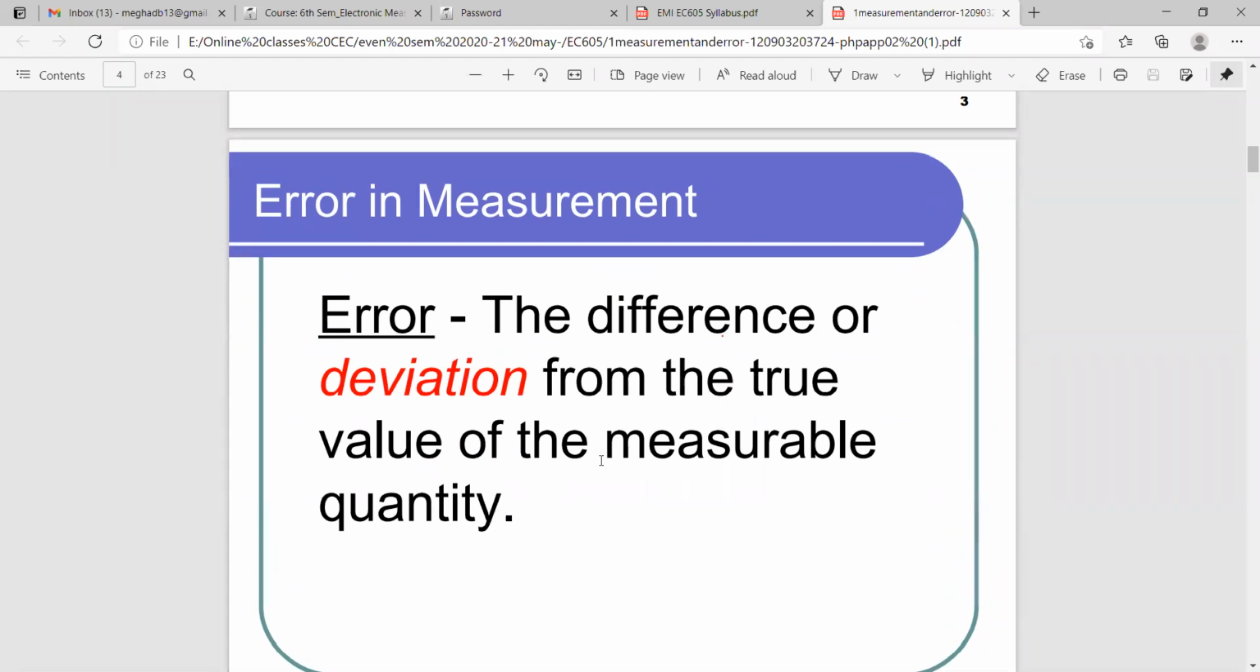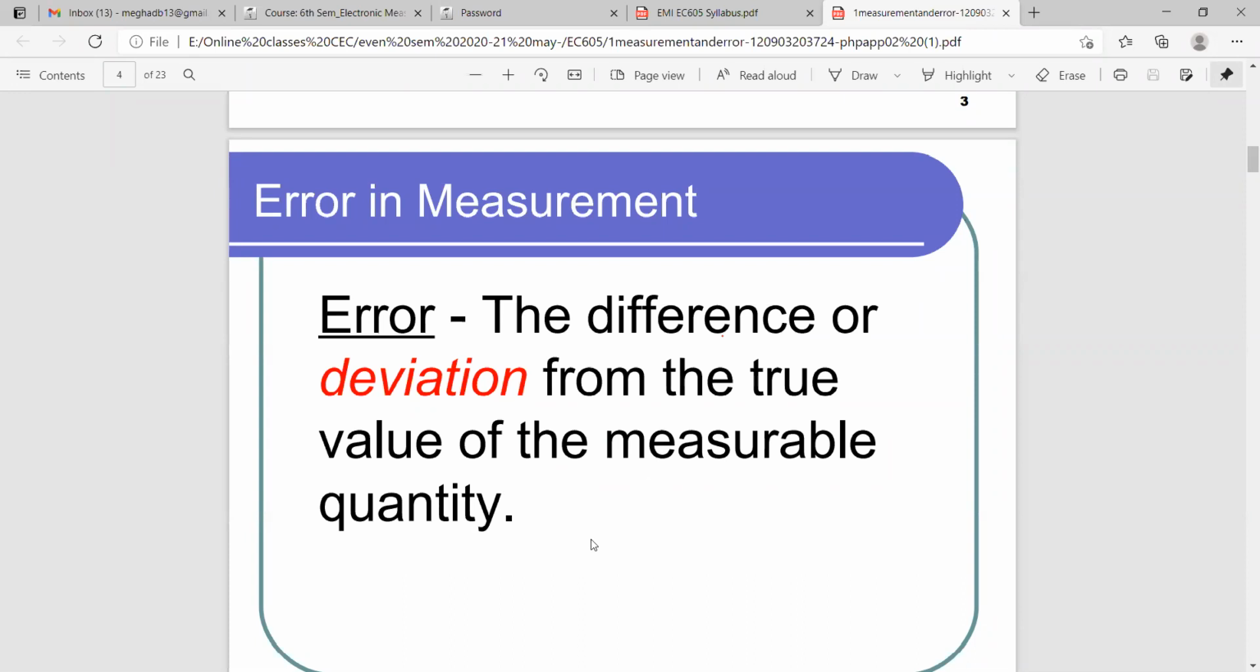Every instrument, each and every instrument gives error. Because during measurement, first of all, we don't do measurement in any vacuum space. There is always a medium called air. And because of this kind of medium, some error comes in when we try to measure a value. And error means the difference of the measured value from the true value, the difference or deviation from the true value of the measurable quantity. That deviation is the error.